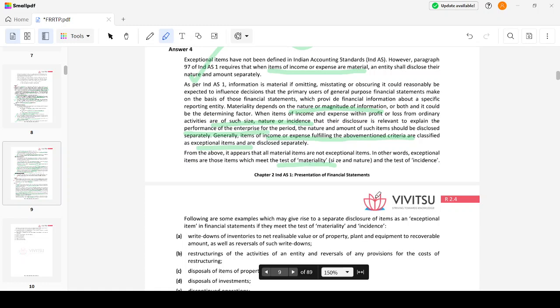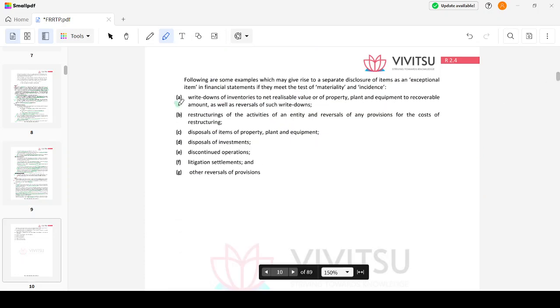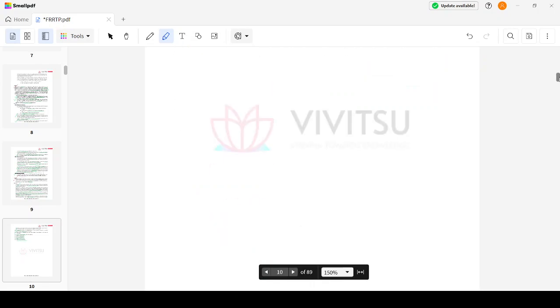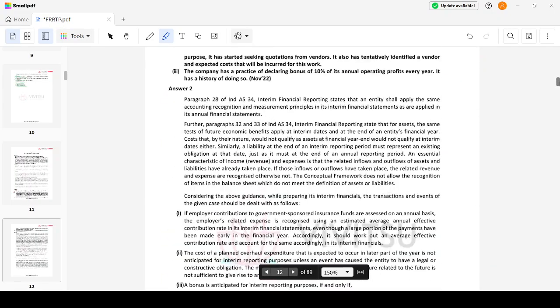So, what could be the examples of exceptional items? Write down of inventory or PPE, or its reversal. Then restructuring activities and its reversal. Disposal of PPE, disposal of investment, discontinued operation, litigation settlement, other reversal of provision. Let's repeat it once again: write down of inventories or PPE or its reversal, restructuring activities and its reversal, disposal of items of property, plant and equipment, investments, discontinued operations, litigation settlement, and other reversal of provision. So let's move on. A bit slow, but let's move on.